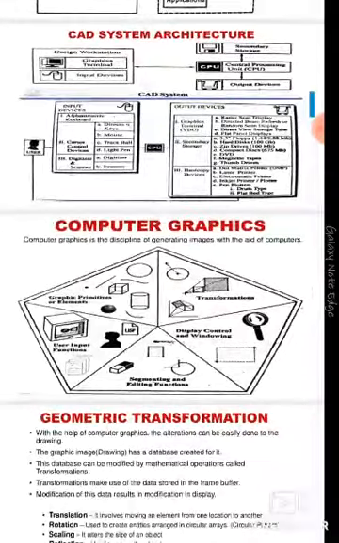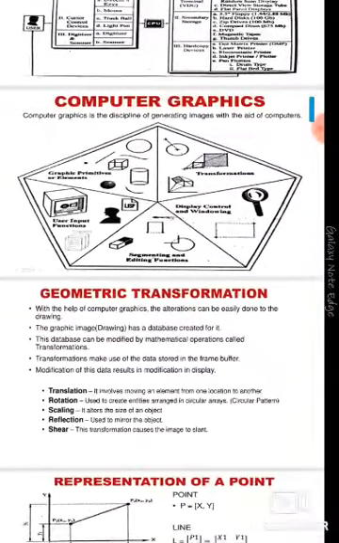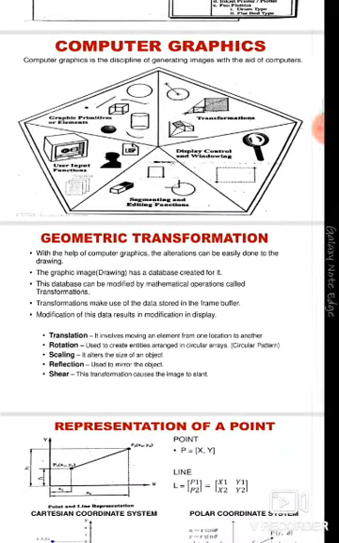Computer graphics: another topic is geometric transformation. Translation means moving images from one place to another. Translation involves moving an element from one location to another. Rotation is used to create arrangements of entities, circular arrays. Scaling alters the size of an object. Reflection is used to mirror the object. Shear: this transformation skews the image.